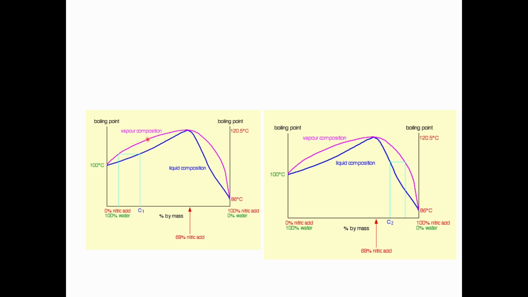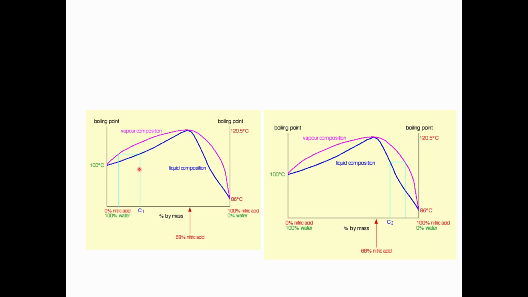So lastly, we're going to be looking at your negative deviation involving your nitric acid. So if you start off with distilling very dilute nitric acid, you're starting off with a composition of C1 and you're tracing through what happens. Because it's dilute nitric acid, the vapor that is produced is actually richer in water than your original acid. If you condense the vapor and reboil it, the new vapor is even richer in water.